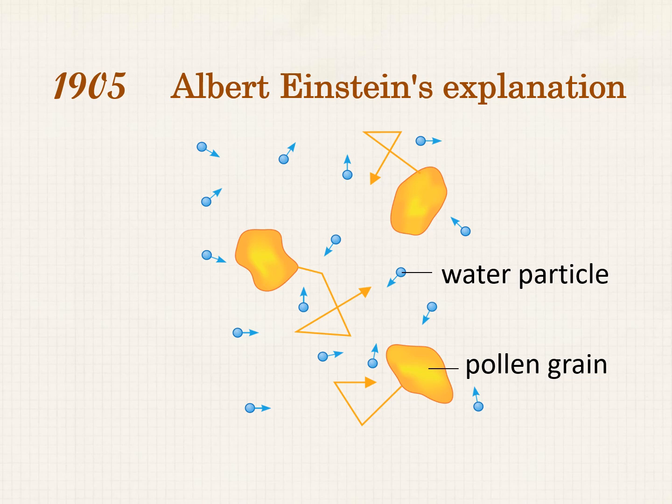This picture shows Einstein's explanation. The small blue spheres are water particles. They move in different directions and hit the large pollen grains, which makes the pollen grains move randomly.